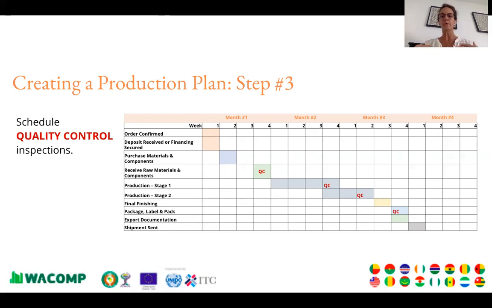So schedule out the quality control checks in your planning, in your process of preparing an export order, and also determine who's going to do that quality control, right? If you're checking the quality of your own production, that's great. Just make sure you do it, right? Don't assume that it's perfect quality, right? Do that check against your original definition of what quality is.